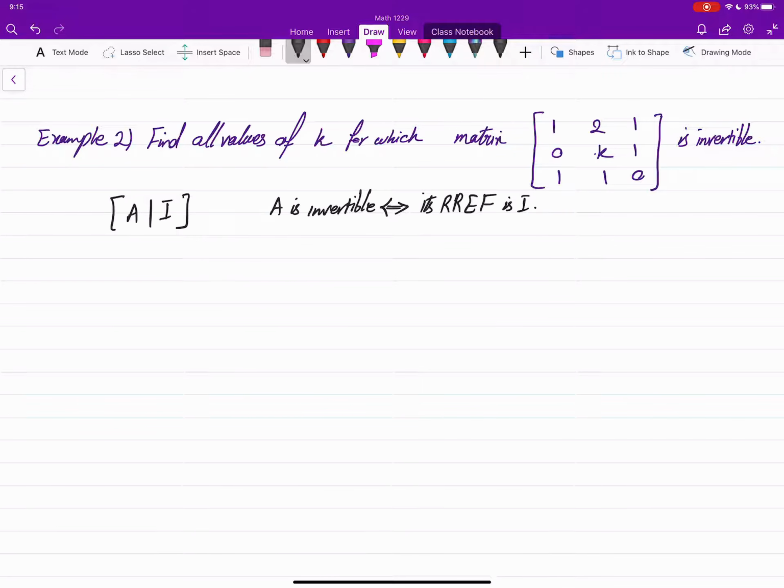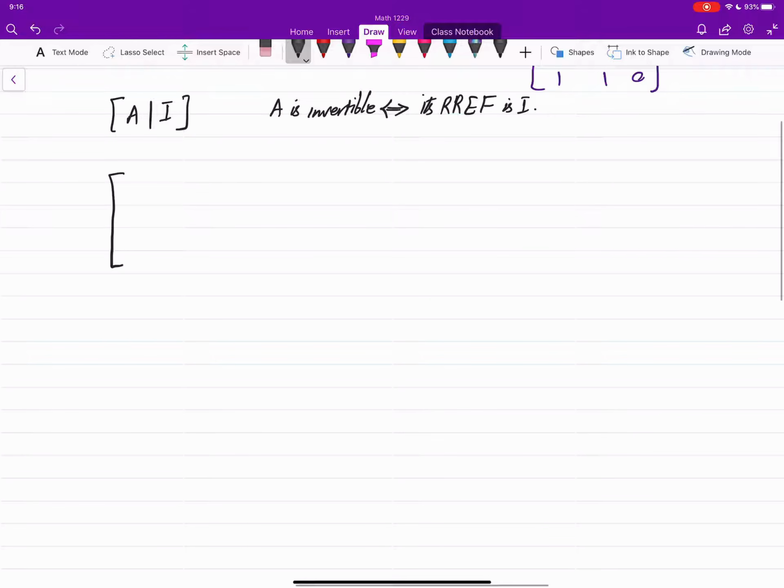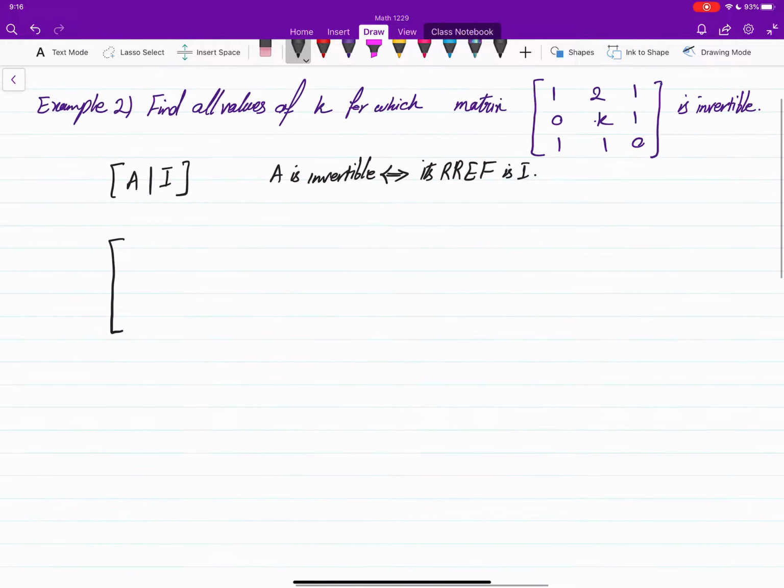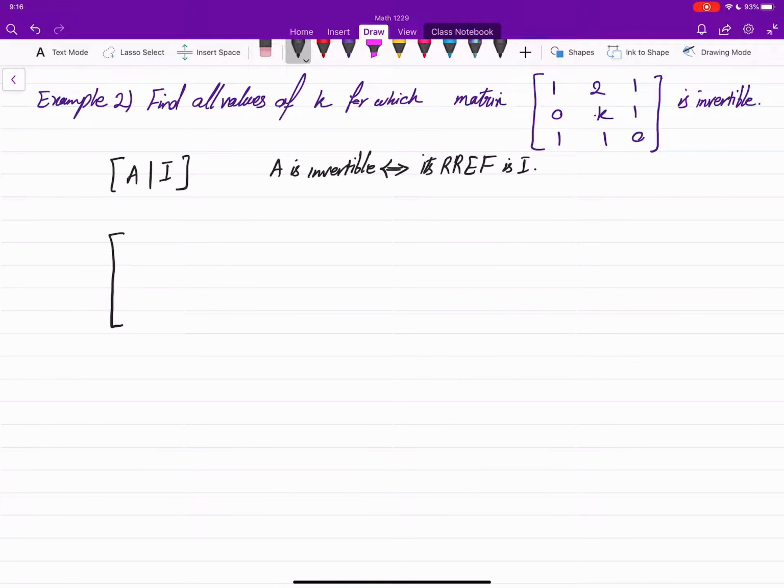So you don't need the augmented matrix. You just work with the matrix, this one. Well, you can work with [A | I], it doesn't matter, but at the end, the information will be in this first part. So I start with this 1, 2, 1.